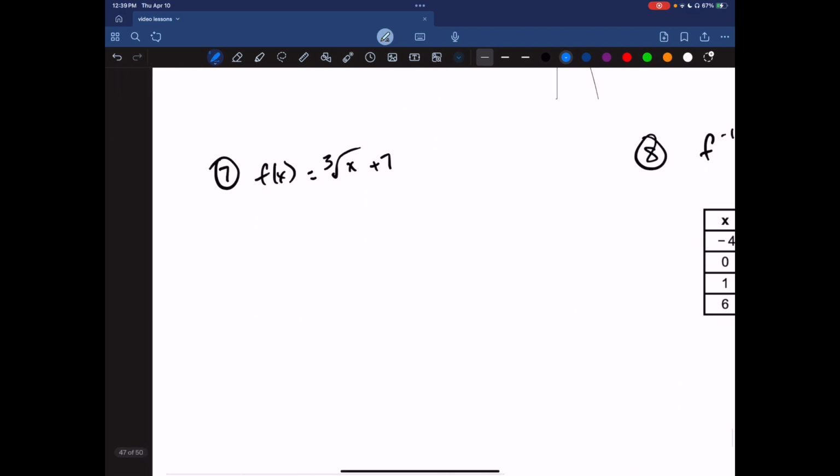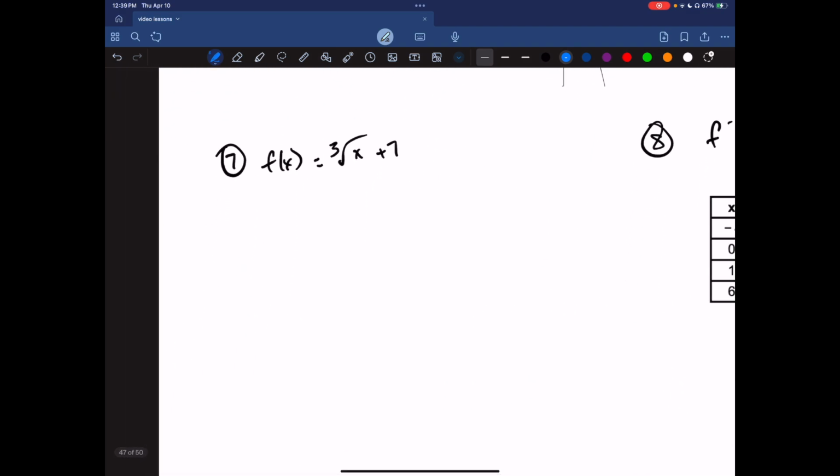Okay, number 7. So I want to find 2 things. I want to find the inverse of this function, and then I want to find the domain and range of the original and the inverse.